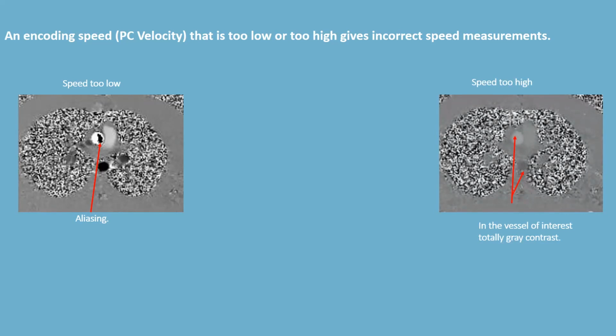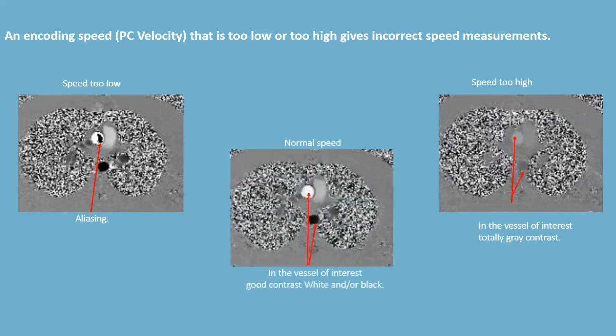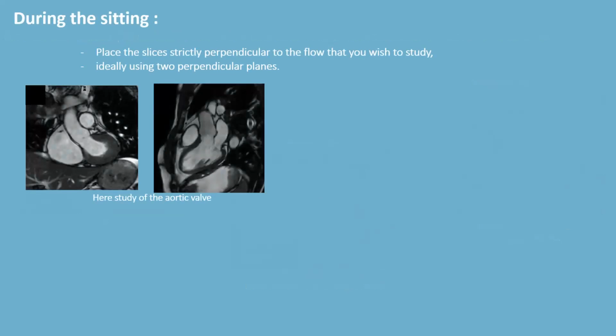You can see the dark signal here and the gray signal here with a speed too high. With the normal speed here, you can see in the vessel of interest a good contrast between the white and the black. During this setting, place the slice strictly perpendicular to the flow that you wish to study, ideally using two perpendicular planes.